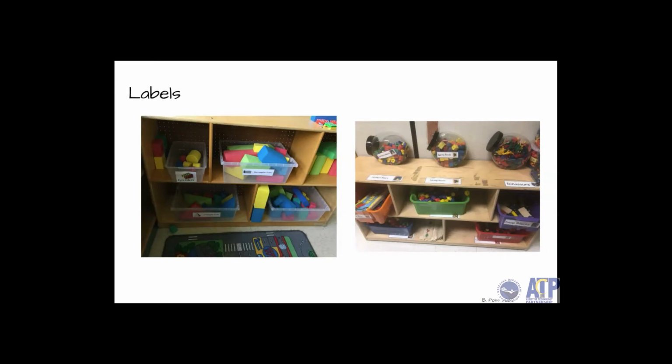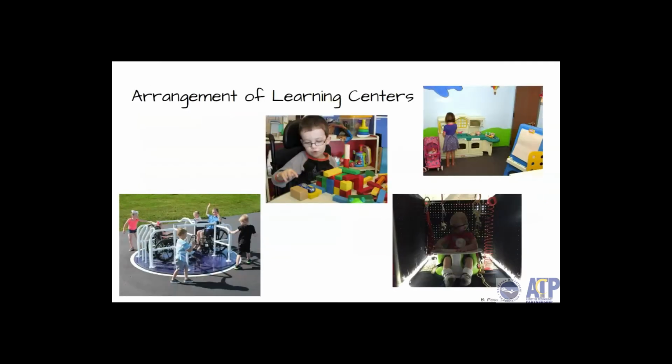Children need to know where learning materials belong and take responsibility for those learning materials, including cleaning up after they are done playing. Labels with both text and images are a way to ensure that students and staff know where to find materials and the location to return them to. Consider the arrangement of learning centers and equipment. Are they accessible to students in a wheelchair? Children with sensory needs? Is there enough room for children to play in the space together?